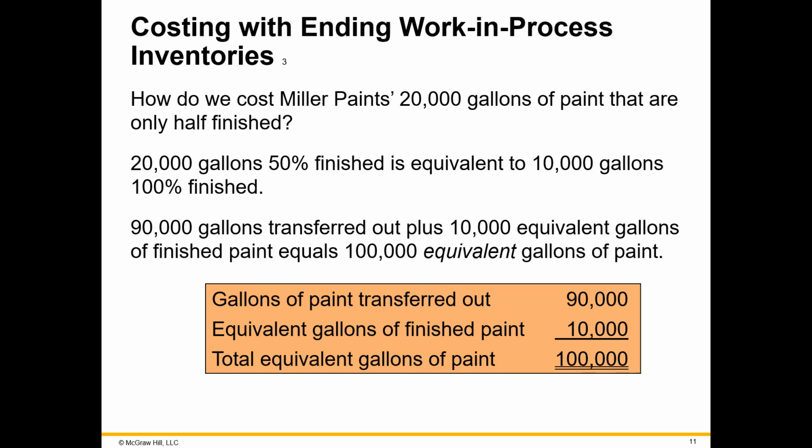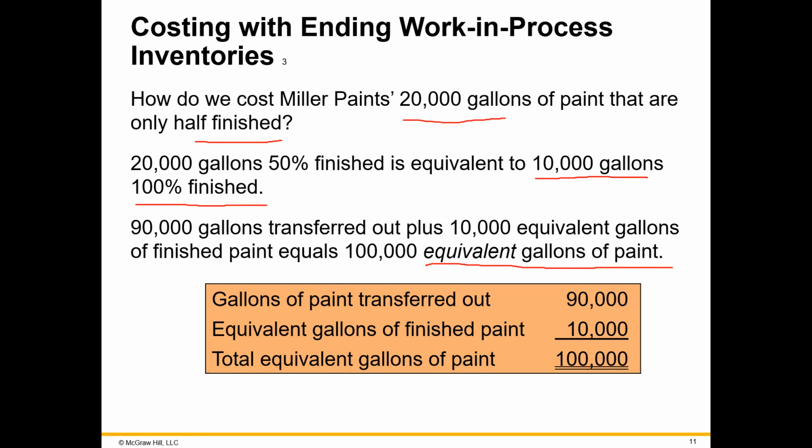And so we calculate the equivalent units, the equivalent gallons of paint in the situation. So if you have 20,000 gallons that are only half finished, that's the equivalent of saying that they did 10,000 gallons that are 100% finished. So if you imagine 20,000 paint cans that are half finished, you could take all that paint and consolidate it into just 10,000 paint cans instead of the 20.